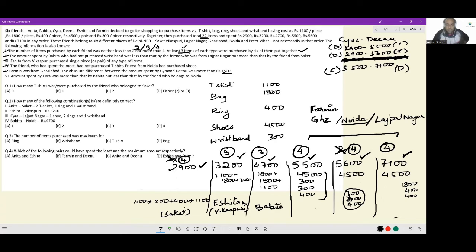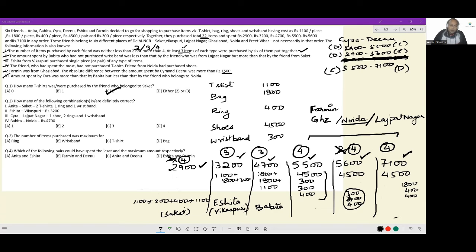That is the end of all the information that we have. Let us read through individual questions. How many t-shirts were purchased by the friend who belonged to Saket? Saket is 2900. Within the number of t-shirts they bought were 2. So the answer is option 2. We know this for certain.